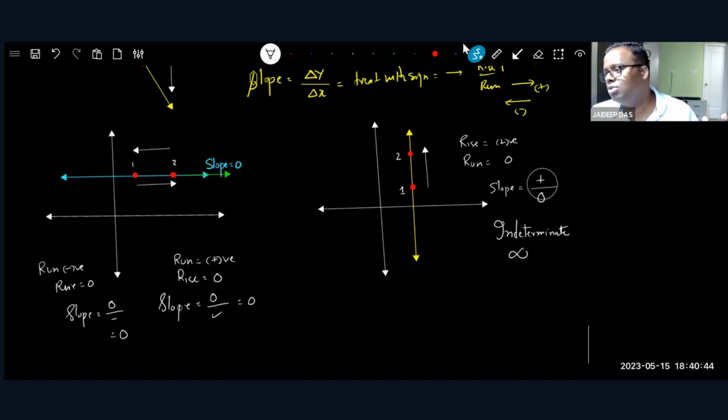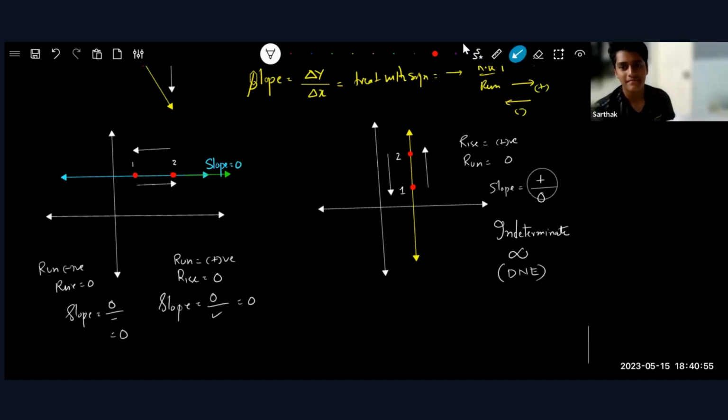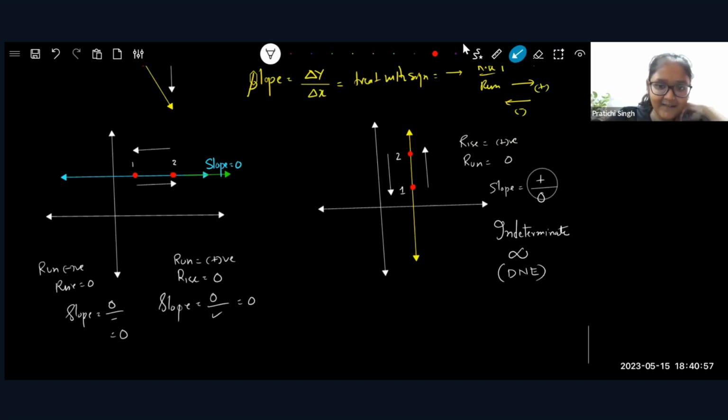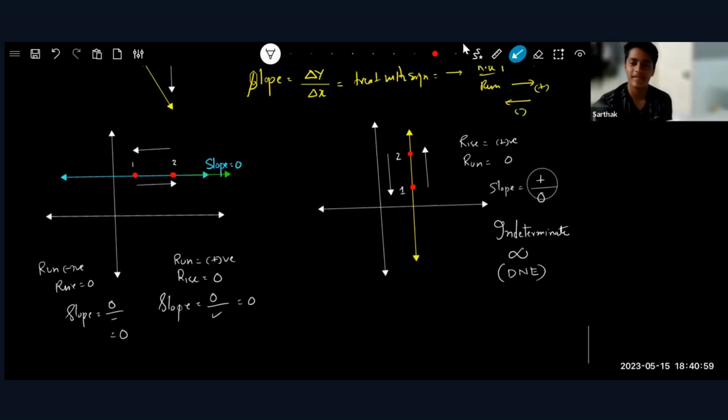That means this is equal to infinity, or you can use the word DNE, does not exist. Slope does not exist. Okay, let's go from 2 to 1. Rise is negative. Run is again 0. So indeterminate. Negative by 0, infinite. Infinity or DNE, does not exist.